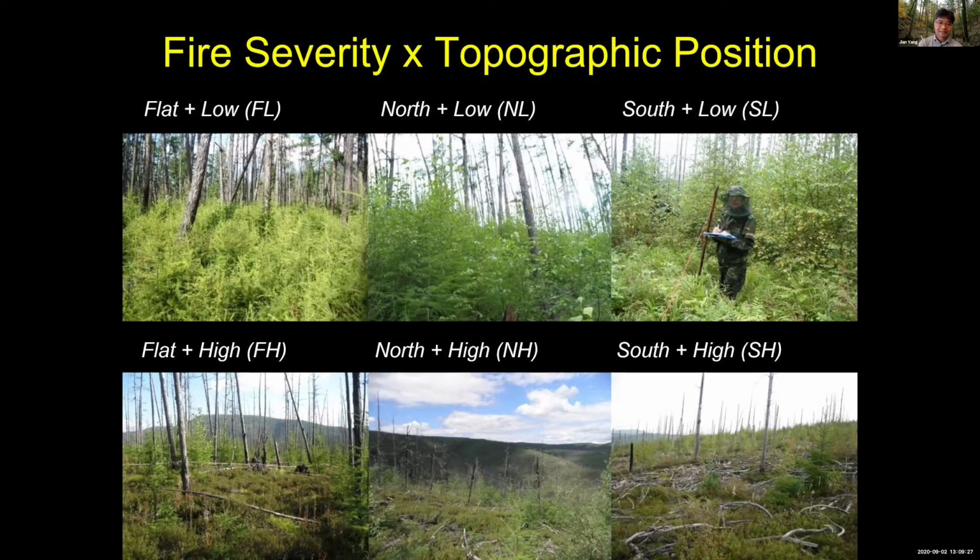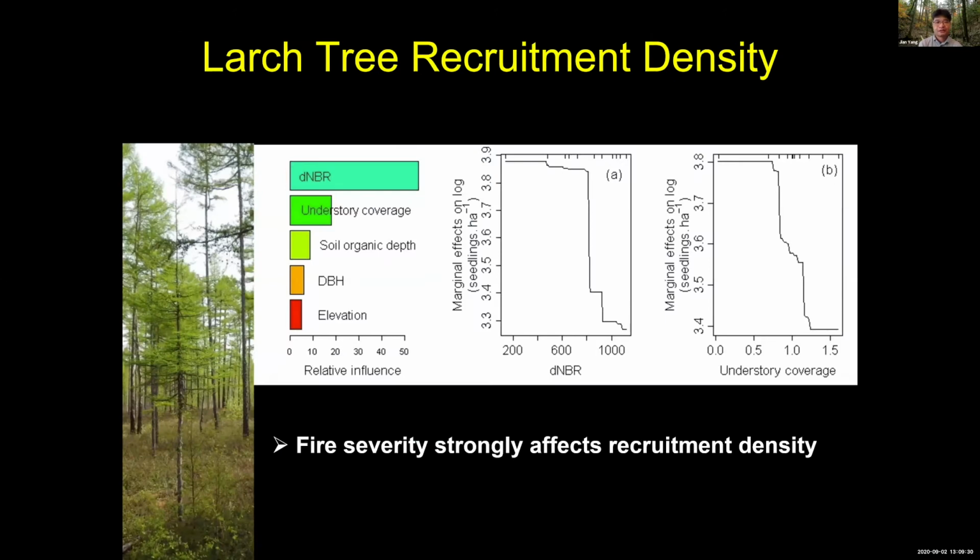And if we use a machine learning approach, the boosted regression tree, to analyze our field data, we found that dNBR, the metric for quantifying fire severity, is the most important variable driving the post-fire larch tree recruitment density, which, by the way, is the dominant tree species in that ecosystem. And as you can see from the middle of this graph, with the increase of dNBR, the larch tree recruitment density is reduced.